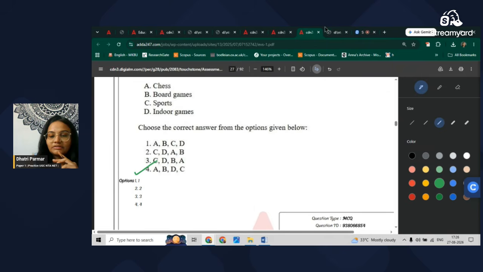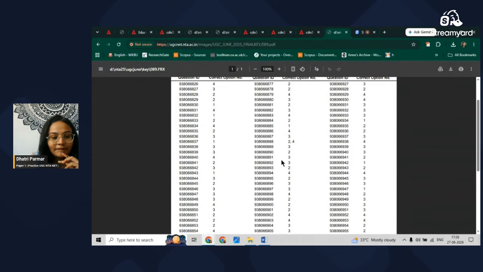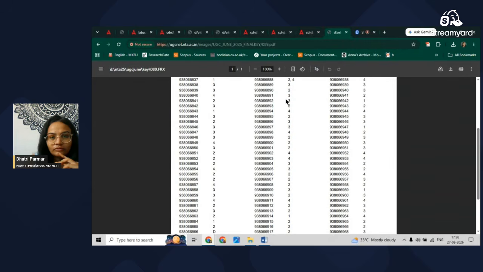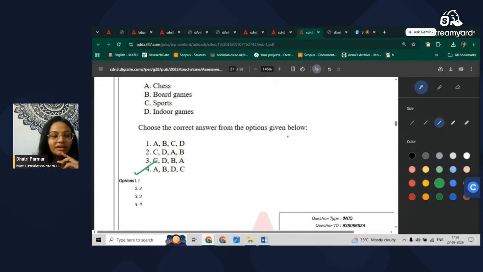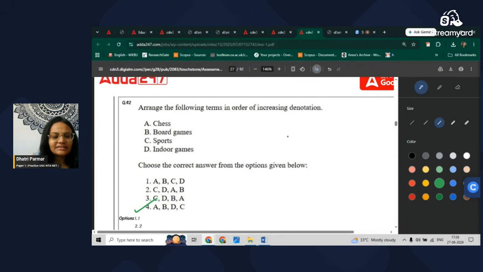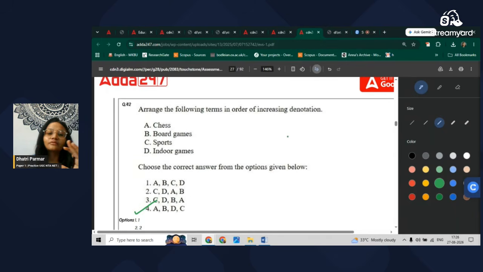How can that be possible? 6854. And the answer is showing 4. A, B, D, and C. So they have to have their increasing connotation, denotation increase. The denotation should be increasing. So if they are asking decreasing, then we have to choose that option.